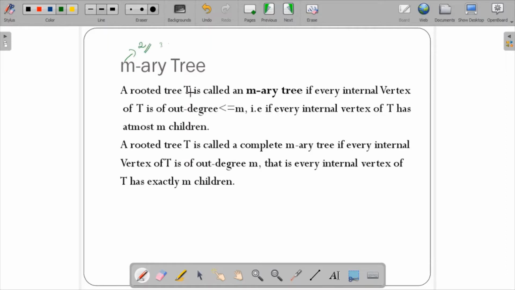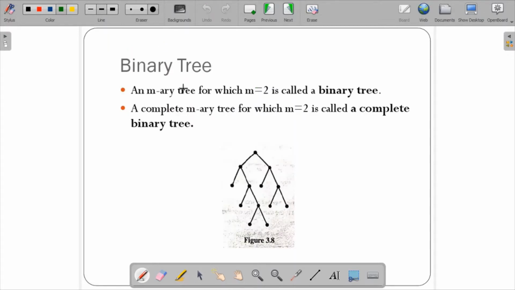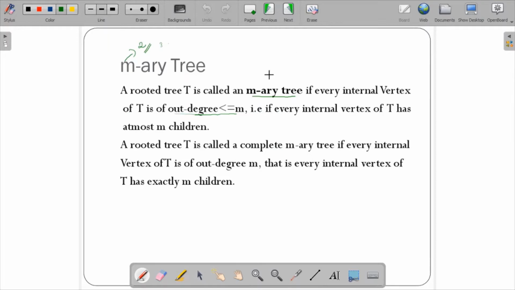A rooted tree T is called an m-ary tree if every internal vertex of T has out-degree less than or equal to m. So it is called an m-ary tree if every internal vertex has out-degree at most m, that is, it has at most m children. This is regarding m-ary trees.